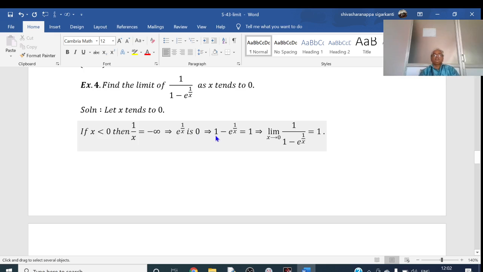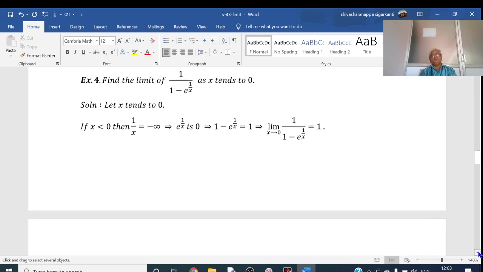Now consider 1 minus e to the power of 1 by x. This is equal to 1 minus 0, which is equal to 1. So the limit of 1 by 1 minus e to the power of 1 by x is equal to 1.